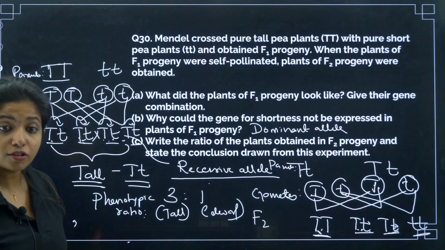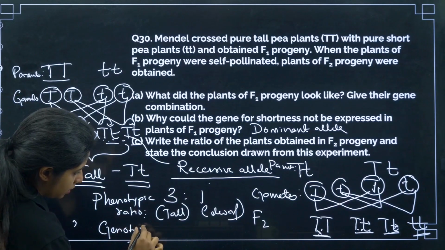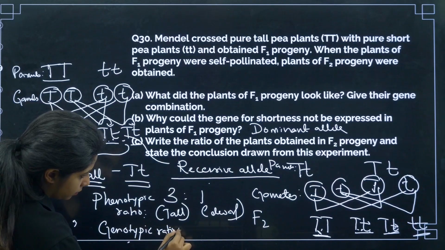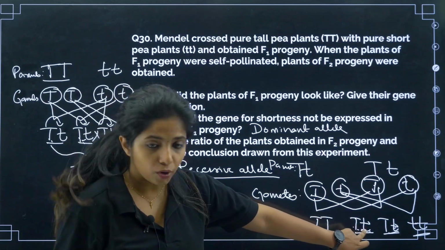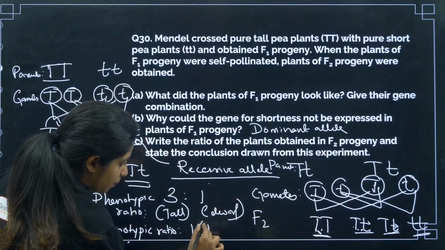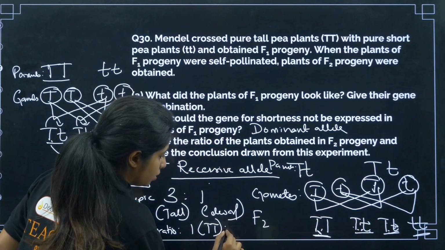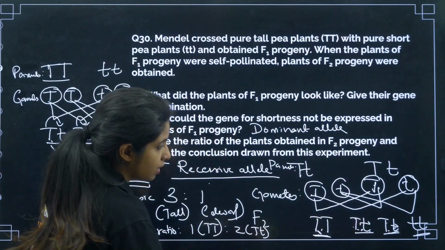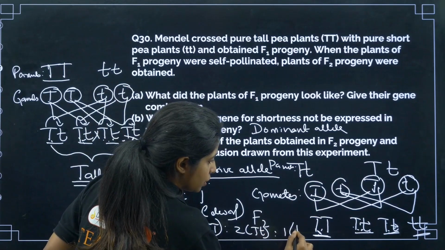If you are talking about genotypic, genetically how they are, the genotypic ratio: this is capital T, capital T, small t. This is one that has capital T, so I'll say 1, capital T. Two of them have capital T, small t, so I'll write 2, capital T, small t. And then again one which has small t.